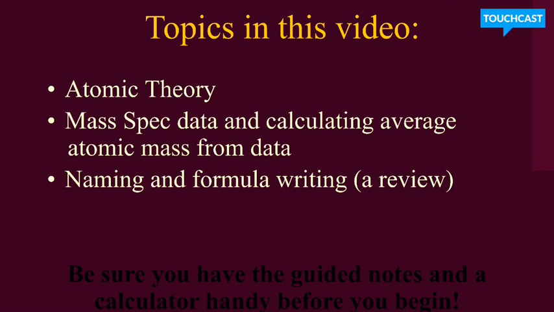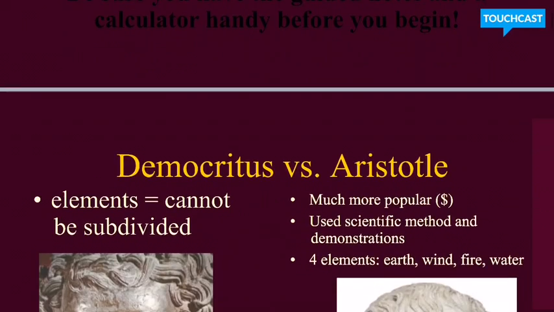Everyone, welcome to your second Vodcast for the summer. Topics covered in this video will include atomic theory, mass spectroscopy data, and calculating average atomic mass from that data, naming and formulating, which should be a review. Be sure you have your guided notes and a calculator handy before you begin, and let's go.